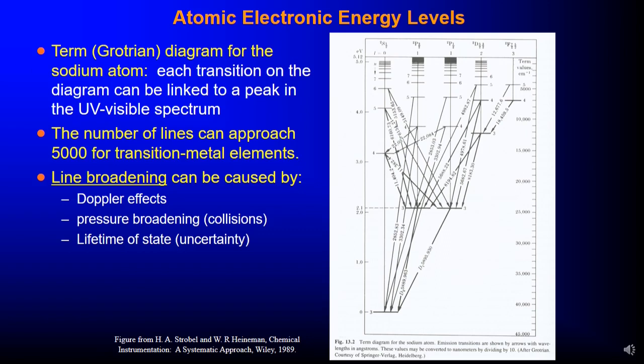So atomic electronic energy levels, term diagram for the sodium atom, as you can see. Each transition on the diagram can be linked to a peak in the UV-Vis spectrum. The number of lines can approach 5,000 for transition metal elements. Then line broadening can be caused by the Doppler effect, pressure broadening, and lifetime of state, which is uncertain.